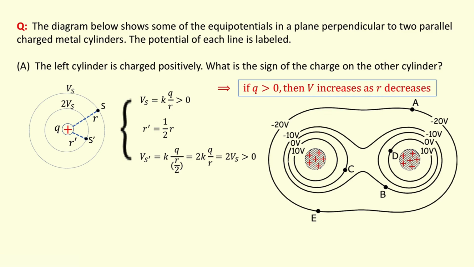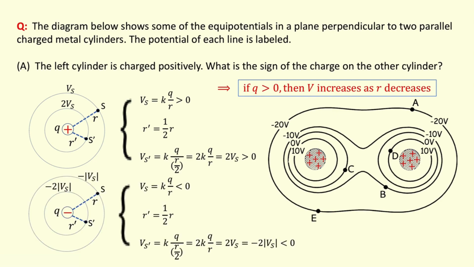Up to here, we have answered the question. So we can see that V increases as r decreases. Therefore, the charge on this cylinder has to be also positive, the same as what we have on the left side. Now consider a situation that the charge is negative instead, like this.